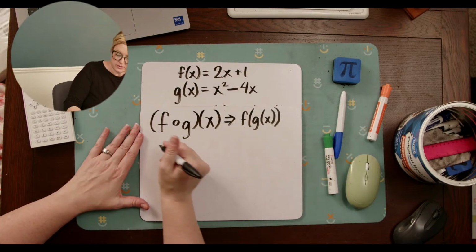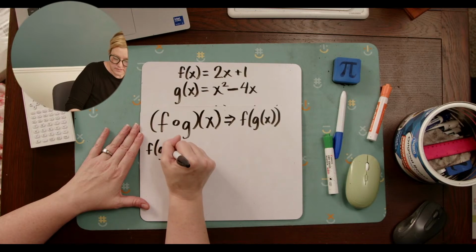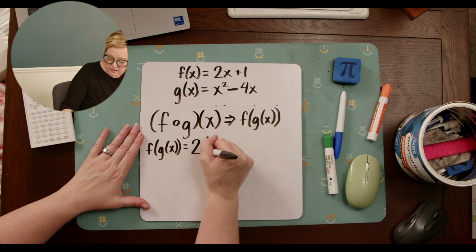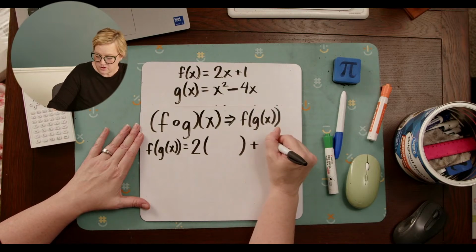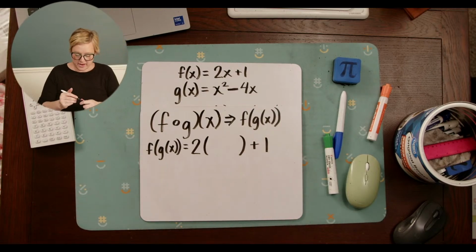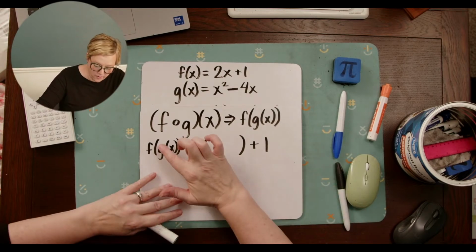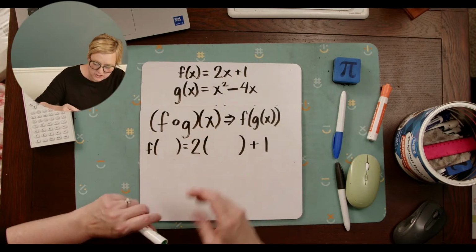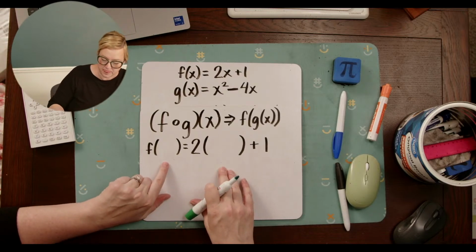Okay. So f of g of x. I have my f of x, which is 2 times x plus 1. Now notice I left that big open space, because this is kind of going back to what we talked about at the very beginning of the hour, which was just function notation. So basic function notation is here.